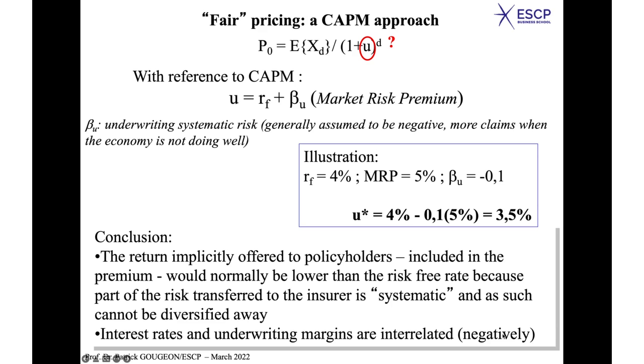And indeed, an important thing to consider also is that if you change the risk-free rate, would it decrease, for instance? Then you would decrease also. Interest rates and underwriting margins are interrelated, okay?